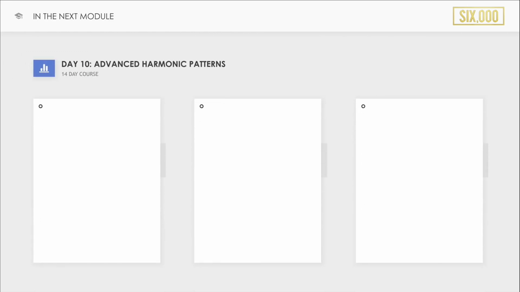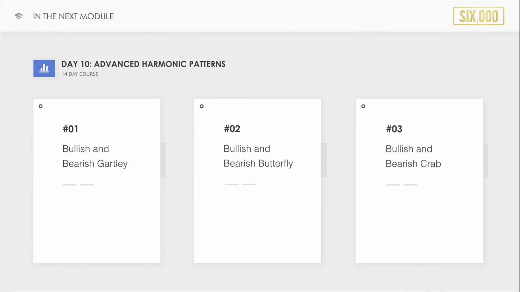Now in our next module, which is day 10, advanced harmonic patterns, we're just leading on from day 9. We will go over bullish and bearish Gartley, bullish and bearish butterfly, and bullish and bearish crab. So we've got 3 more types of harmonic patterns coming tomorrow. Today you learned the bullish and bearish bat. So after tomorrow, you'll have 4 harmonic patterns you can use to trade the Forex market or cryptocurrency market, whatever market you will be trading after the course.